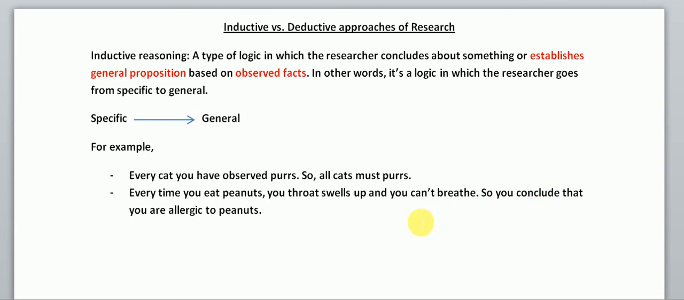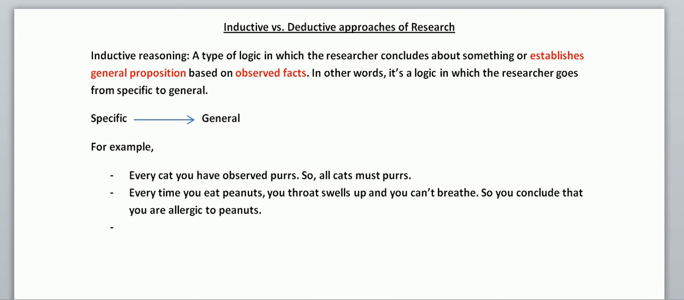Now, dear students, this is your observation. You have observed that whenever you eat peanuts, your throat swells up, and that is a problem. And so you have concluded out of this observation that you are allergic to peanuts. So this is a specific observation, and this is your general proposition, or you can say general statement about yourself, and this is your conclusion. So dear students, this is all about inductive reasoning.